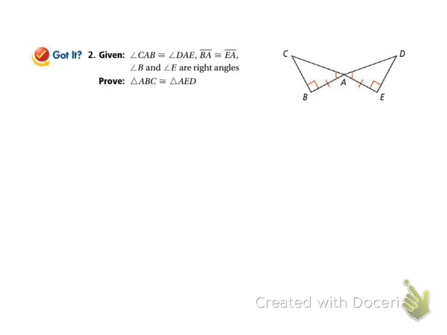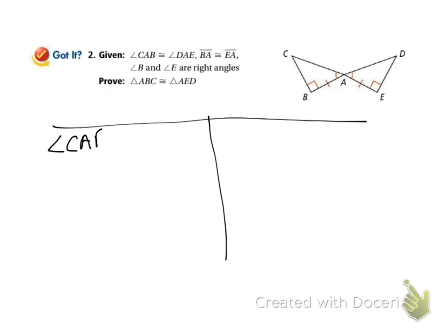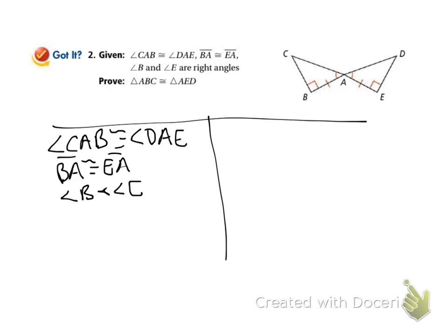Okay, let's try our got it problem. Okay, so I'm going to rewrite the given. So angle CAB is congruent to angle DAE. CAB, that's these guys right there. BA is congruent to EA. And angle B and angle E are right angles. It's all my given. Took up a lot of space there.